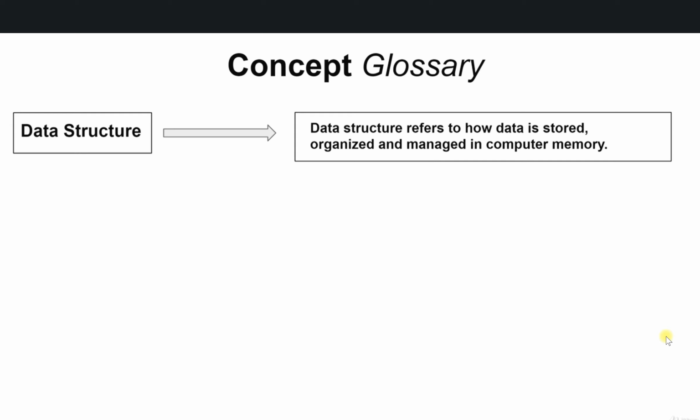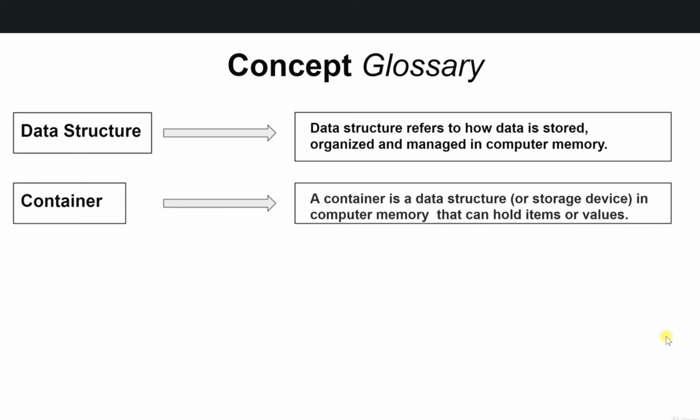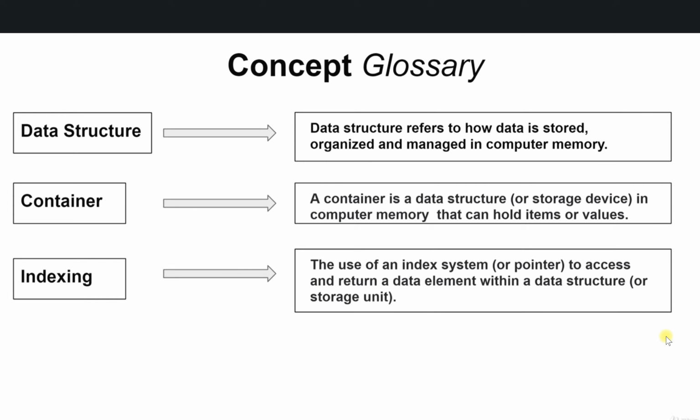To do this, we will now define terms related to sequences in Python. When we talk about or use the term data structure, we are referring to how data is stored, organized, and managed in computer memory. When we use the term container, we're referring to a data structure that can hold items or values. When we use the term indexing, we are referring to an index system or pointer that accesses and returns a data element within a data structure.